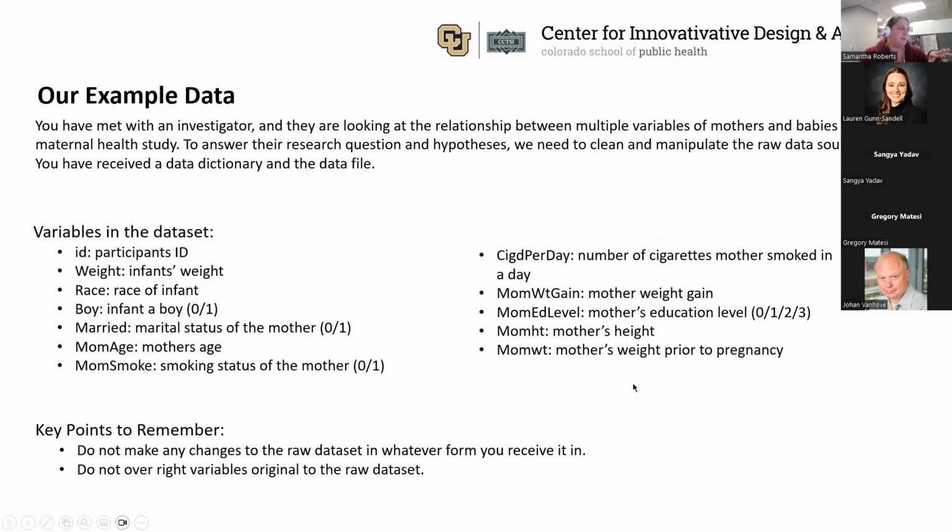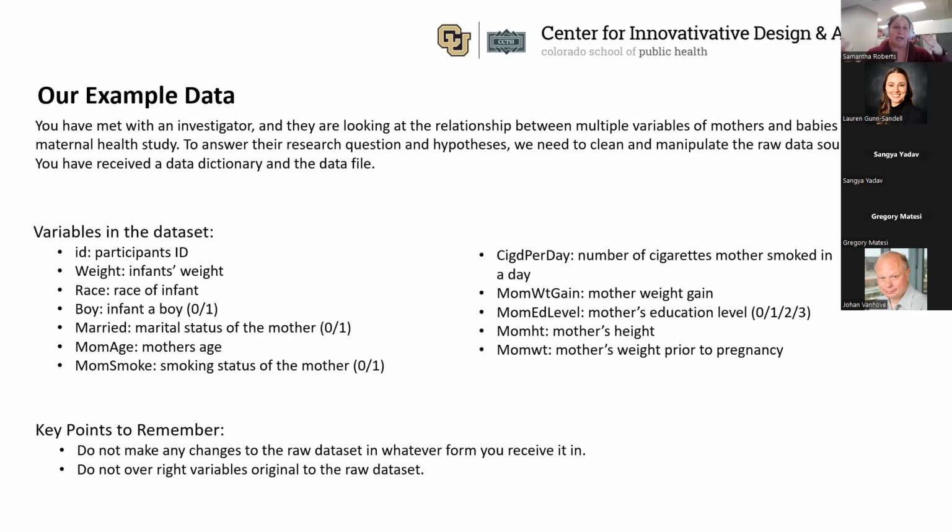The key point to remember whenever you get a data source is to absolutely not make any changes to the raw data set. You want to leave it alone and save it in a folder that says raw data. This is the data that you're going to read in. And this is really important because say you make a change, but nobody else knows that you made that change. And say you left the institution or you had to go out on leave for whatever reason.